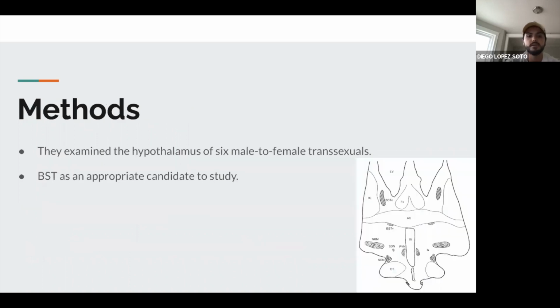Some methods they conducted in the experiment: they searched for a brain structure that was sexually dimorphic, but that was not influenced by sexual orientation, as male to female transsexuals may be oriented to either sex with respect to sexual behavior. For a variety of reasons, the bed nucleus of the stria terminalis proved to be a good candidate for this investigation.